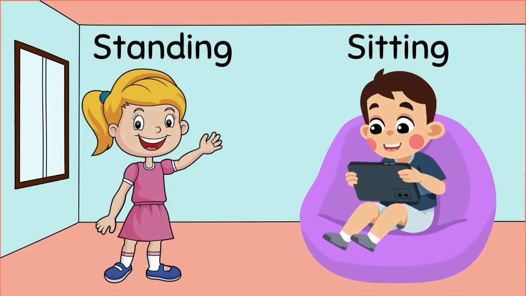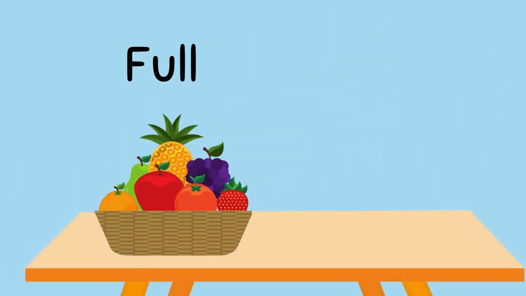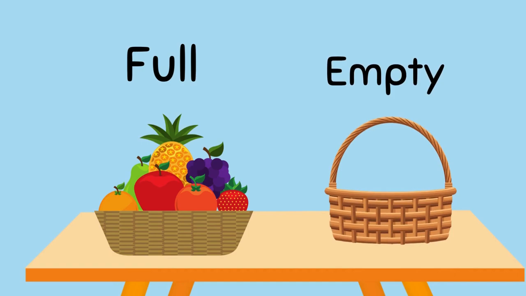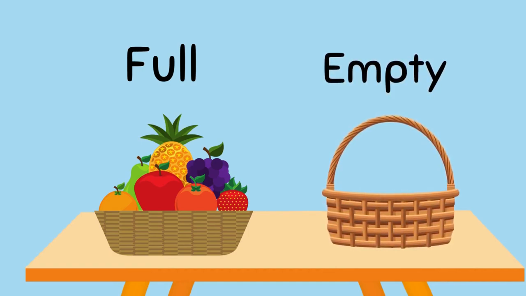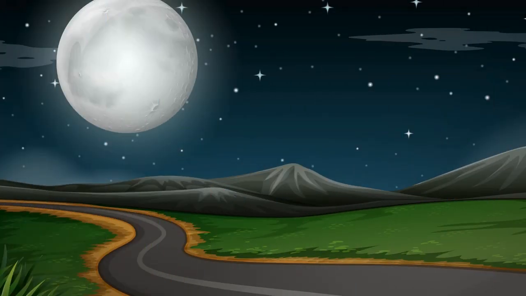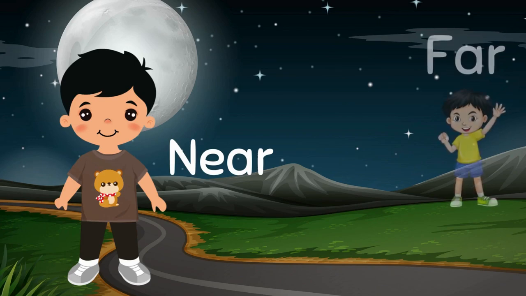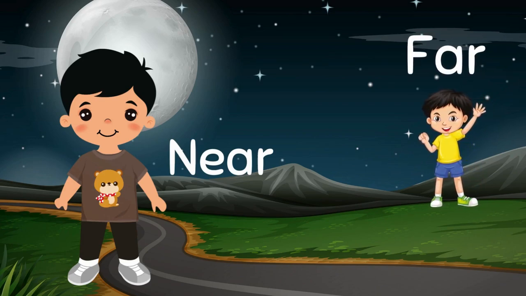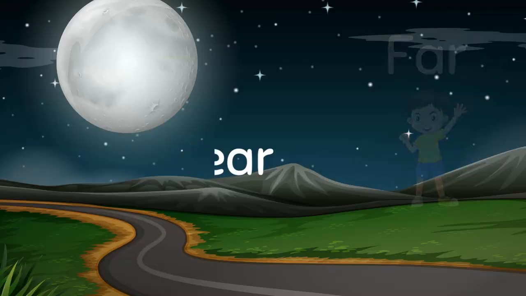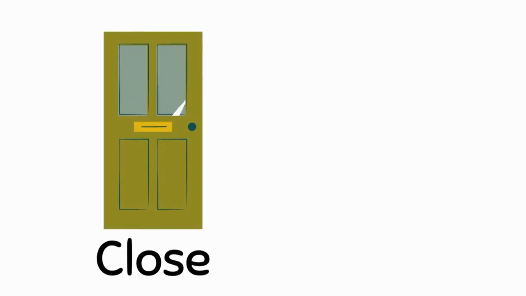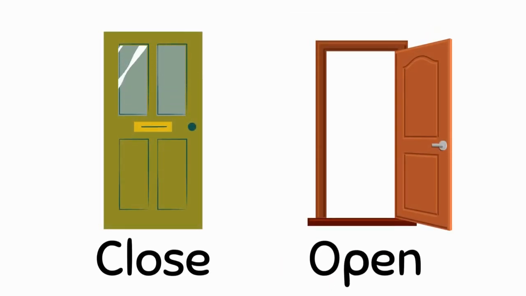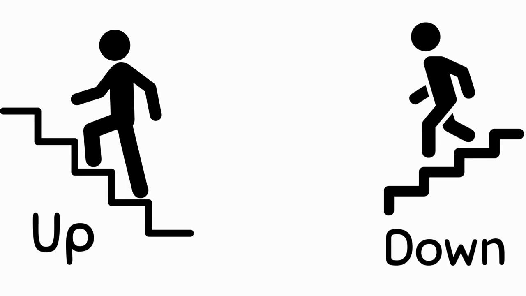Standing. The standing opposite is sitting. Full. The full opposite is empty. Near. The near opposite is far. Close. The close opposite is open. Up. The up opposite is down.